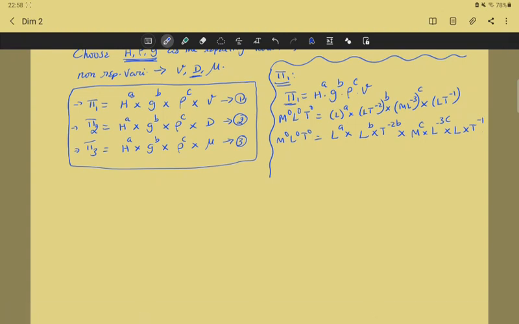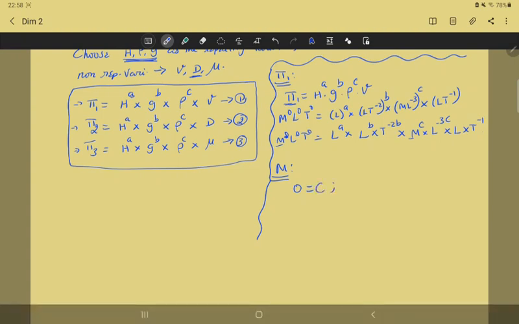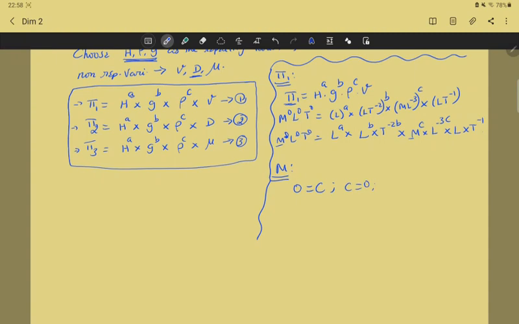So now I'm going to equate the powers for each of them. First I'm going to equate the power for M, then the power for L, and then the power for T. Equating the powers for M: 0 equals, look at the power for M, there is only one M term, equals c. So I can say c equals 0. Do you see? It's as simple as that. All I did was take the power of M and look at what the power of M is here, c. There is no other M term here.